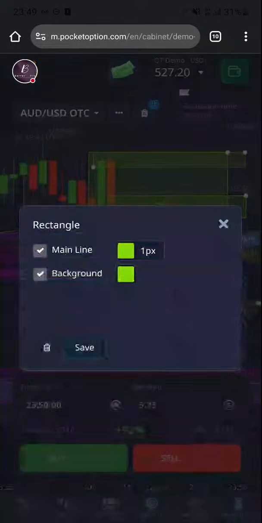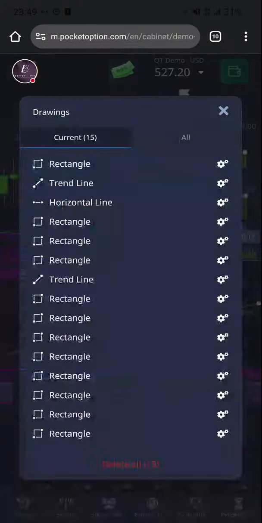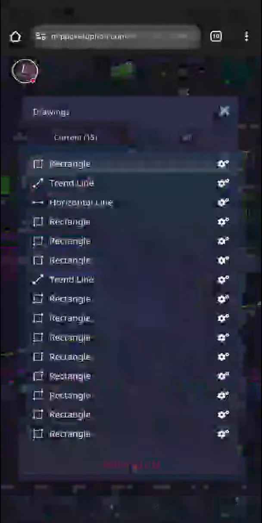Is it? No, this one should be red. Lower time frame entry. I'm trying to mark it so that it will be easy for you guys to see when I go back to M1.